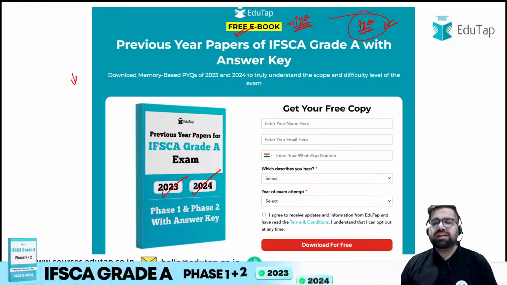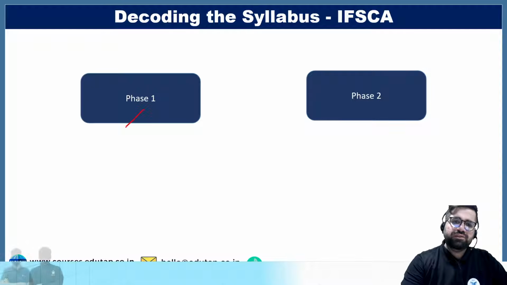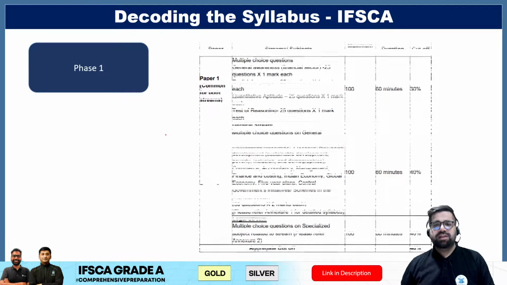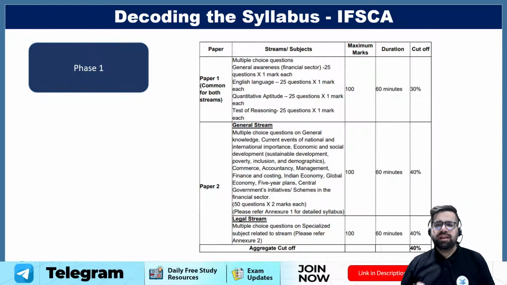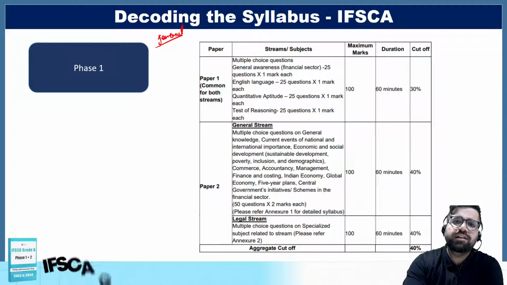Okay, now let's start this video, my friends. First, we will understand the syllabus of phase 1 and then we will move ahead to phase 2. Now in phase 1, there are two papers, paper 1 and paper 2, right? And this is what the syllabus looks like. This is what the pattern looks like, right? So I'm only talking about the journal stream. I'm not talking regarding anything other than journal.